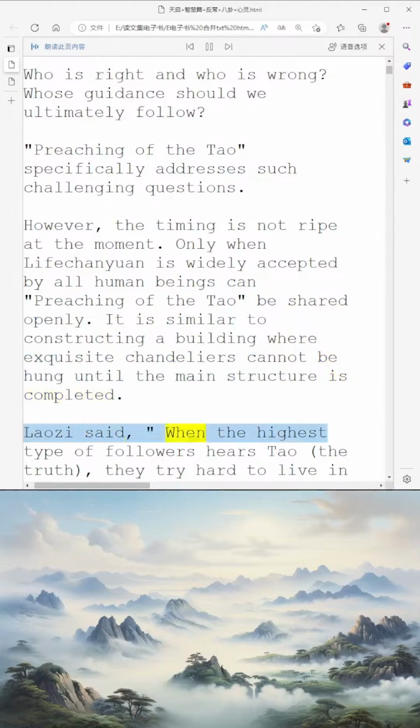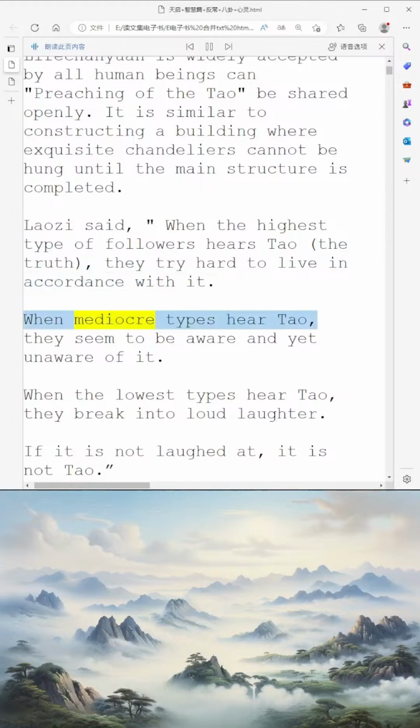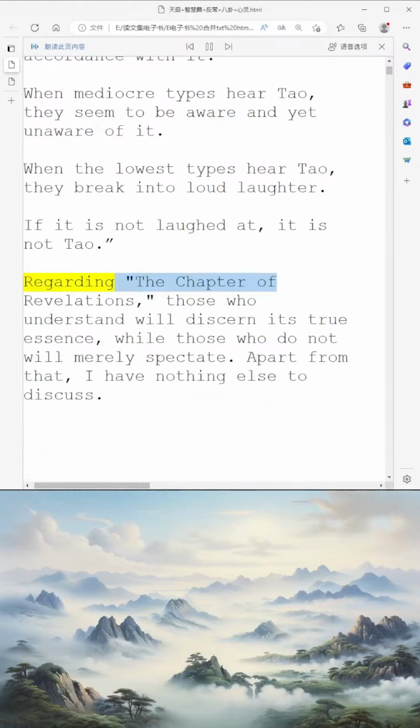Laozi said, when the highest type of followers hears Tao, the truth, they try hard to live in accordance with it. When mediocre types hear Tao, they seem to be aware and yet unaware of it. When the lowest types hear Tao, they break into loud laughter. If it is not laughed at, it is not Tao. Regarding the chapter of Revelations, those who understand will discern its true essence, while those who do not will merely spectate. Apart from that, I have nothing else to discuss.